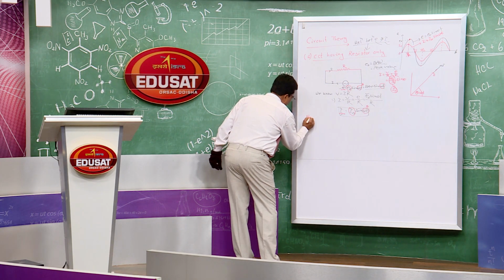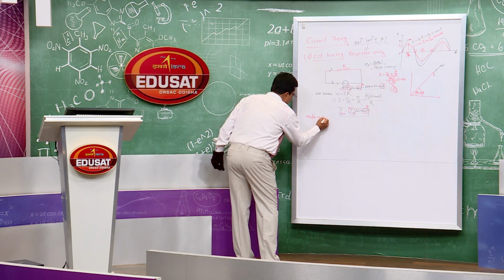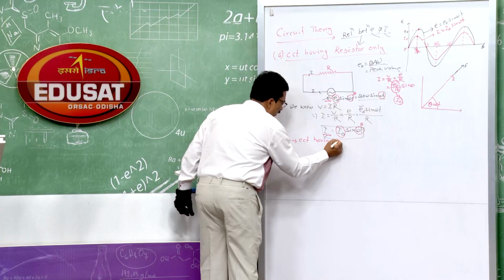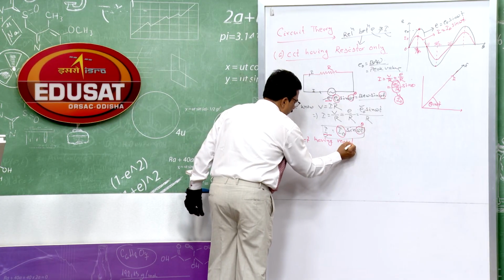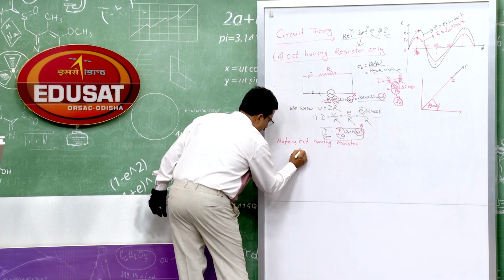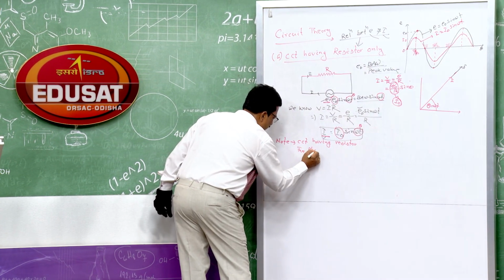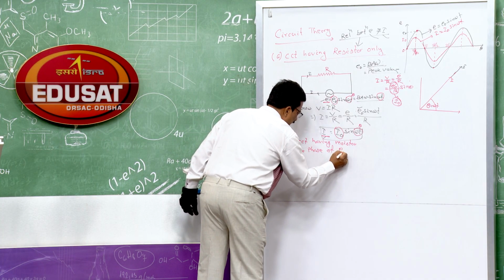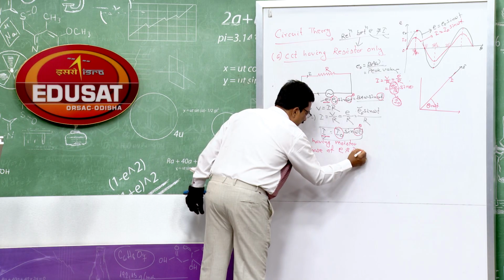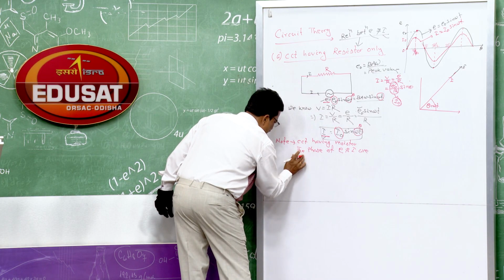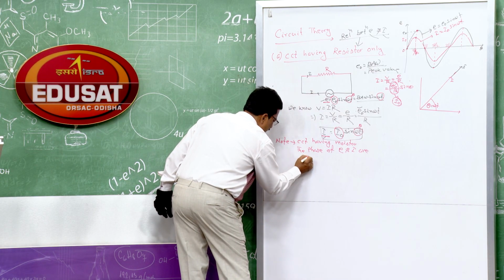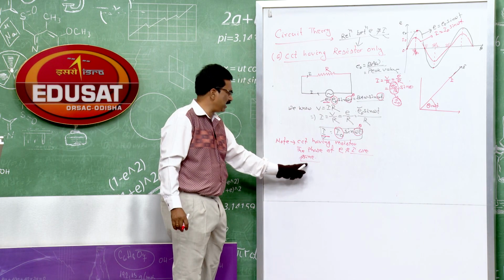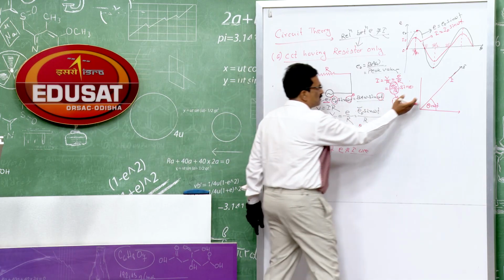Note, for a circuit having a resistor, the phase, meaning the angle, of E and I are the same, meaning they are in the same direction. The phase of E and I are the same.